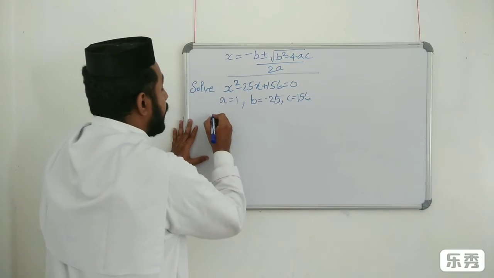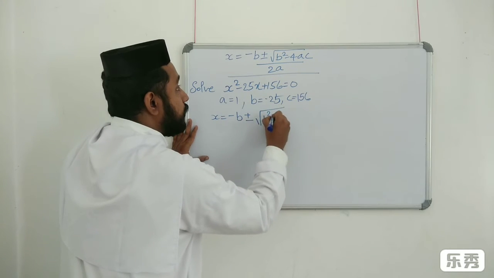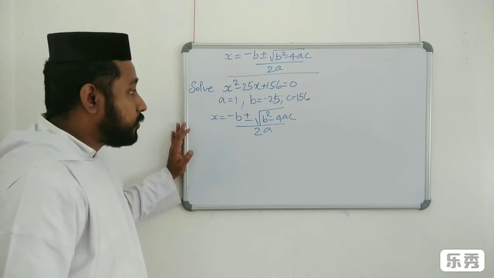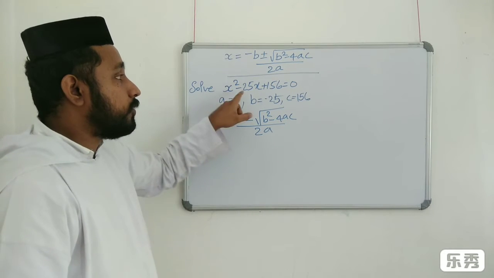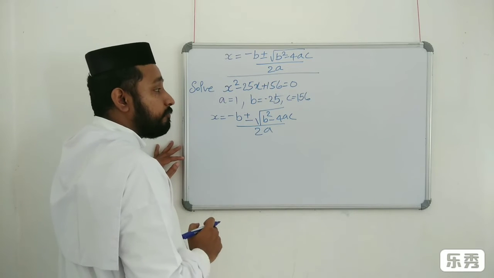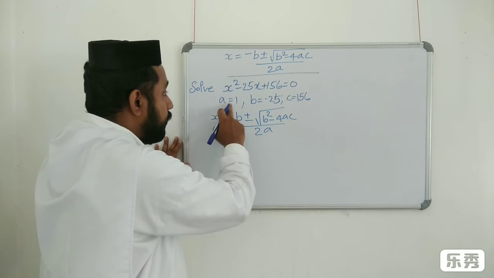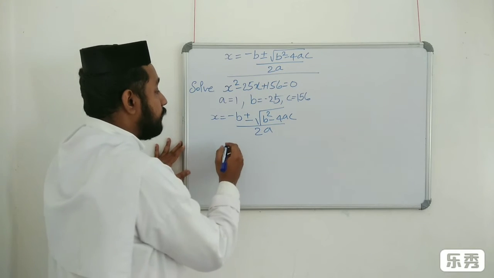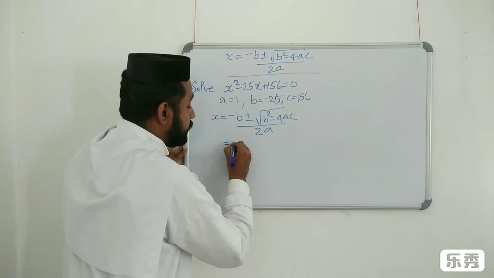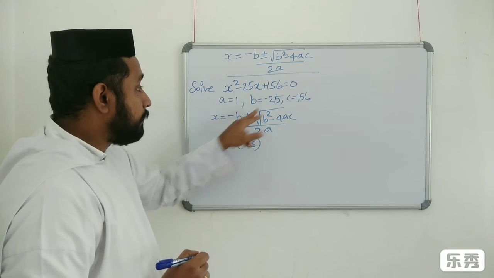So our formula is x is equal to minus b plus or minus root of b square minus 4ac by 2a. This is the quadratic formula. We use this formula to find the solution of this equation. We have a is equal to 1, b is equal to minus 25, and c is equal to 156. We are going to substitute the values of a, b, and c into the formula, and we will get x is equal to minus b. Here b is minus 25, so minus b means minus of minus 25.